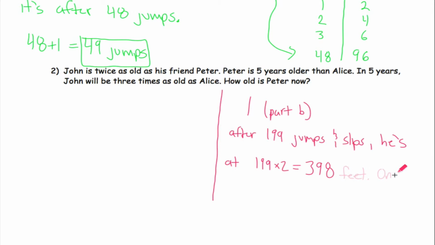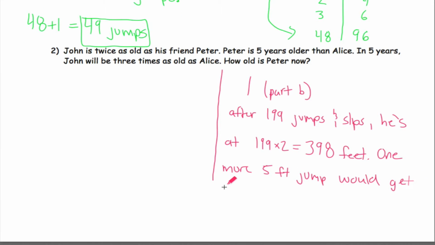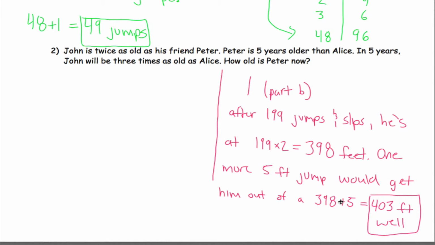One more jump. A 5 foot jump would get him out of a 398 plus 5, in other words, a 403 foot well. So that will be my answer. For part B, he could get out of a 403 foot well in this circumstance.